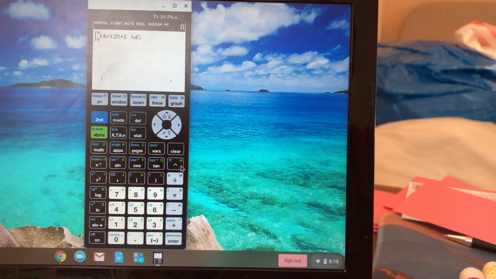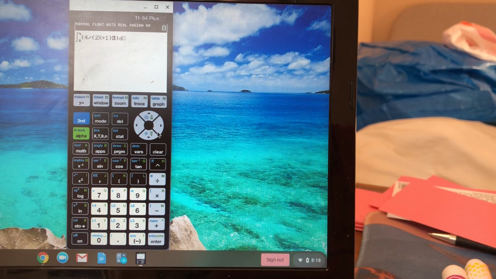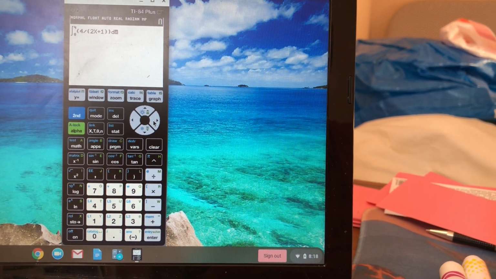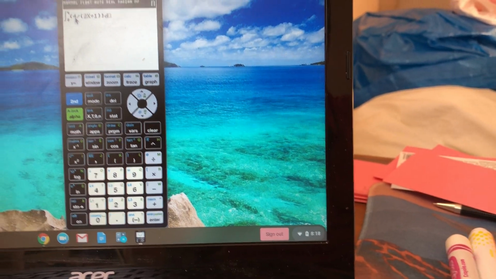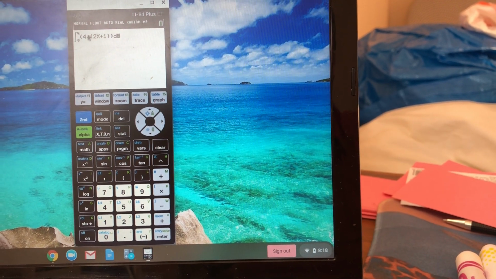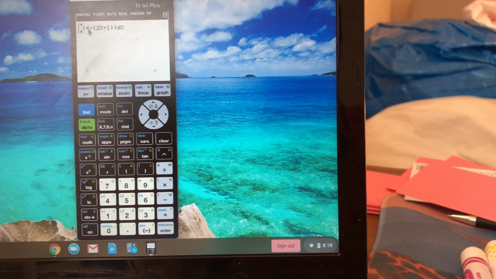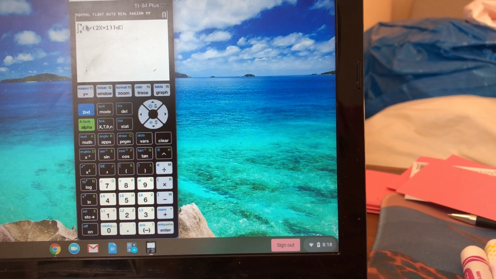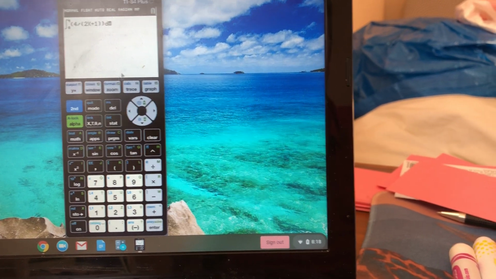If the top was more than just a number, I would need to put the top in parentheses as well. But the way that the calculator reads this is it says, okay, the top is 4. If the top had been a bunch of things, we'd want to put them all in parentheses. But it goes 4 divided by. So whatever we have there, it's divided by all that.